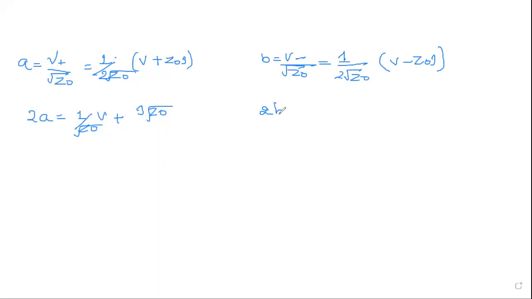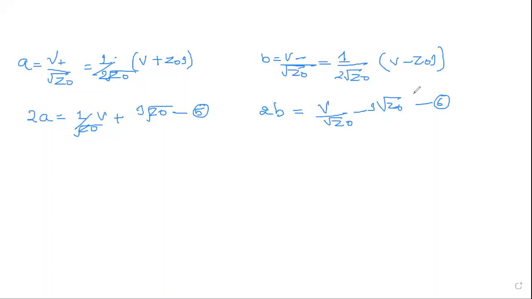Similarly, bring this 2 to the left hand side, 2b, multiply it, V by square root of Z naught minus square root of Z naught into I. Now consider this equation as 5 and this as 6. Now you have to find out the value of a plus b, or a and b values in terms of the V and I equations.